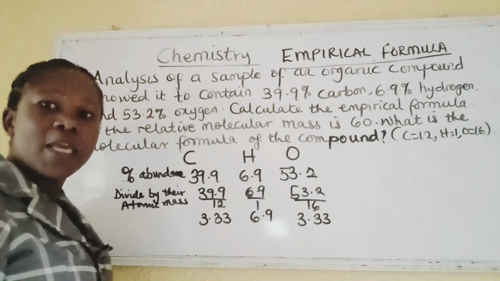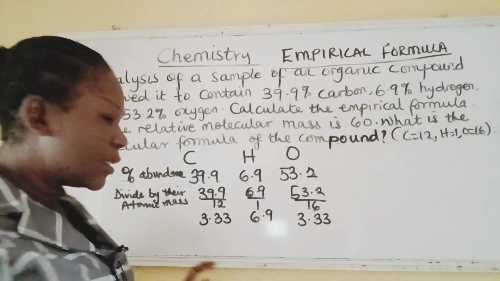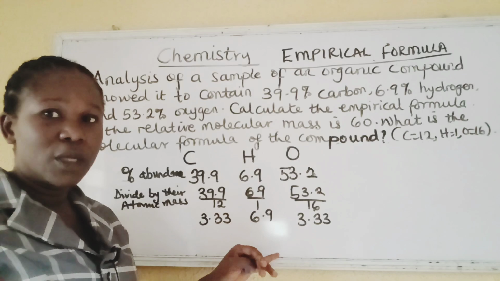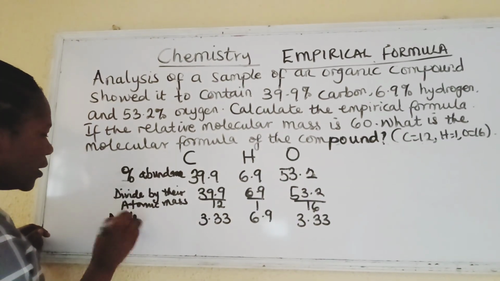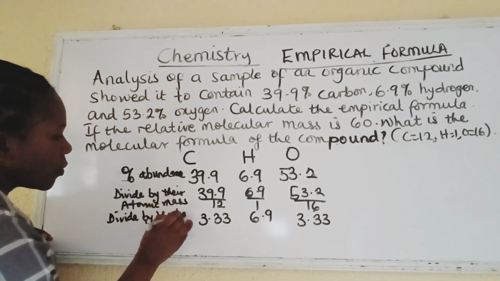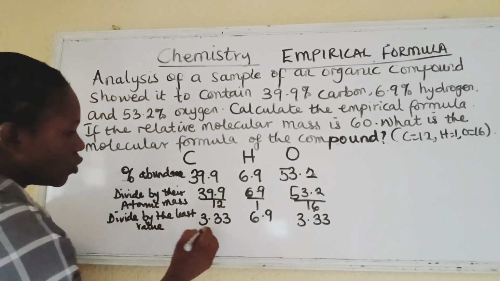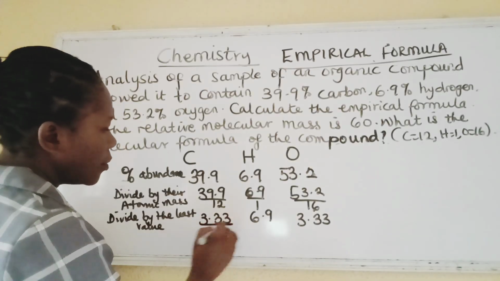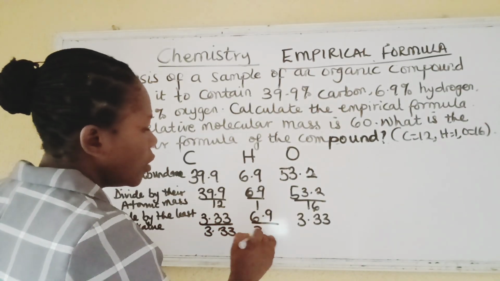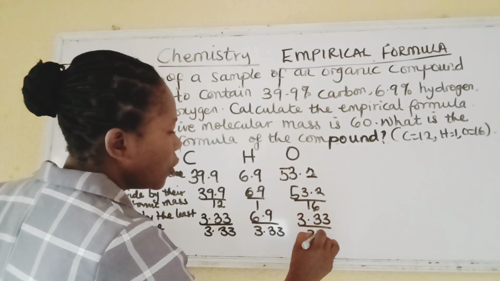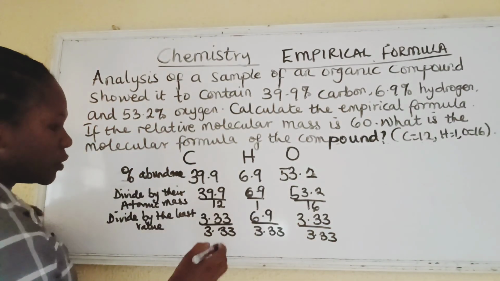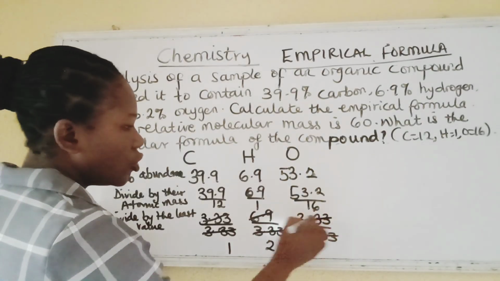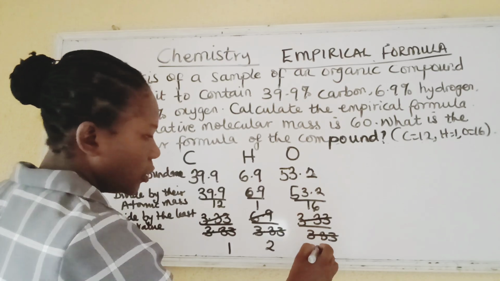Now the next step is to divide by the least. We check the least value from what we have here now. The least value is 3.33. So we divide by the least value. So we have 3.33 divided by 3.33, 6.9 divided by 3.33, and 3.33 divided by 3.33. Now this will give us 1, while this will be 2, roughly 2 or 2.0 plus, and this is also 1.